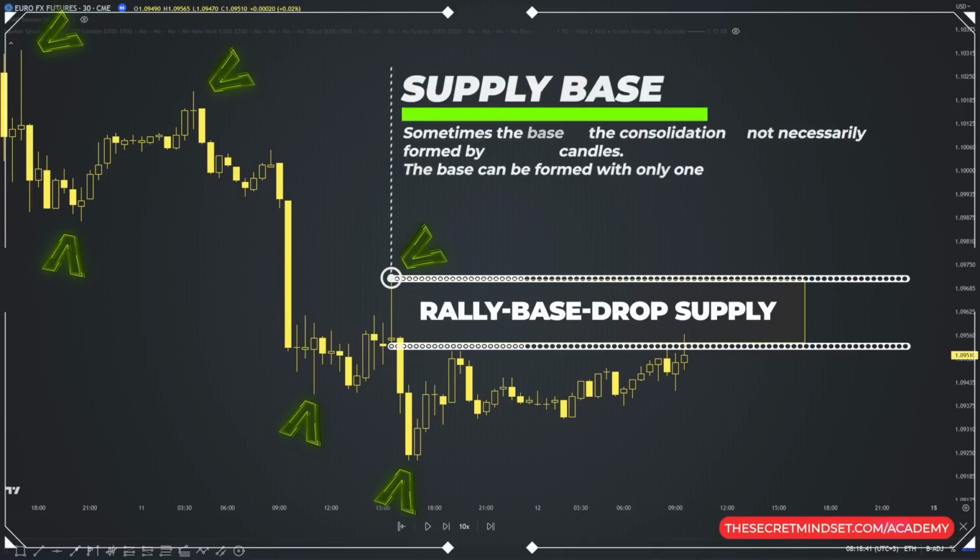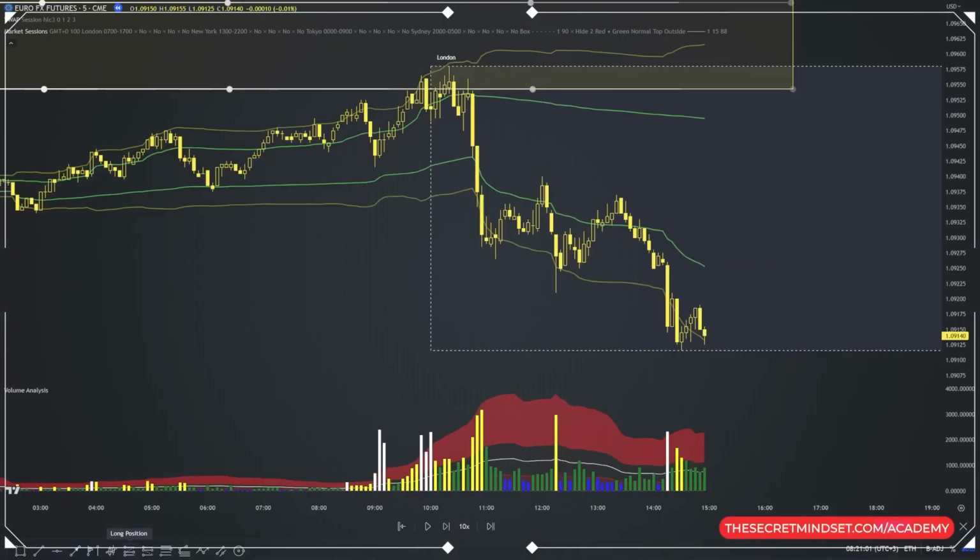Sometimes the base or the consolidation is not necessarily formed by multiple candles. As you can see in this example, the market moved up, formed a pin bar, and then moved down strongly. So the base was formed only by one candle. And this happens frequently in the market. If you find patterns like this, where the market rallies and drops surprisingly, these setups are still considered as rally-based drop zones.